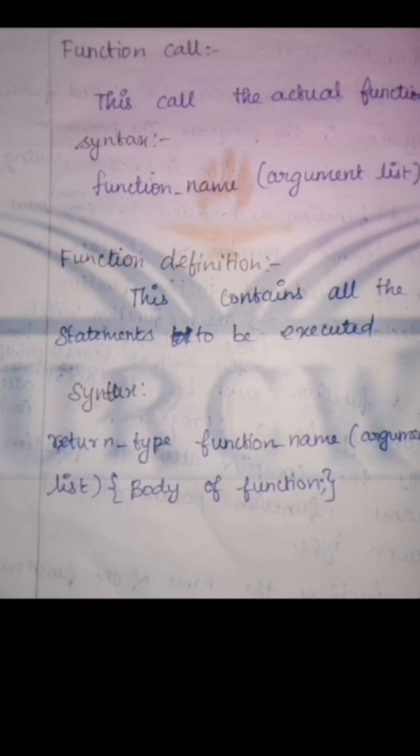Function definition specifies the name of the function, the type and number of parameters it expects to receive, and its return type.